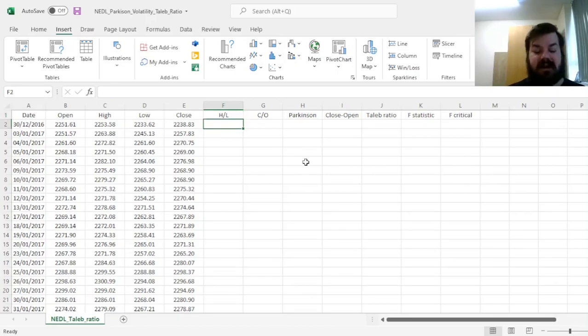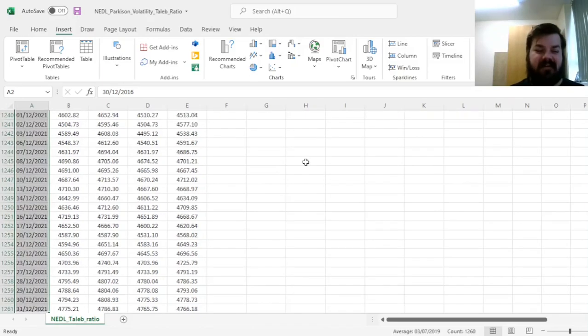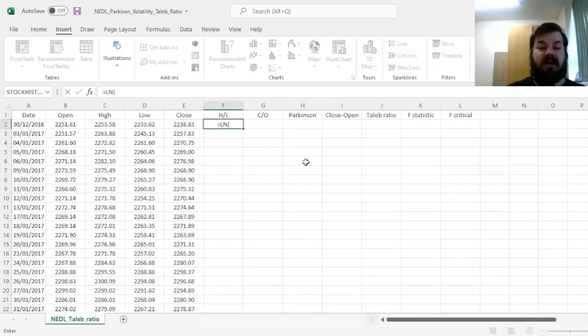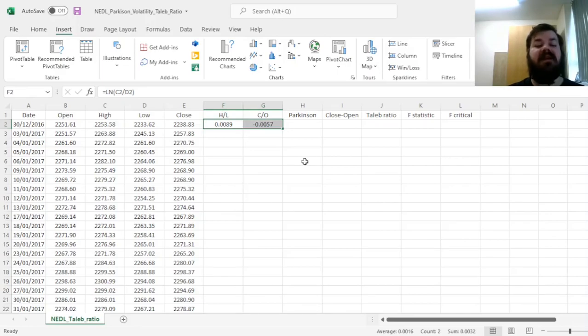So let's start by calculating the logarithmic high and low and close and open statistics for each of our trading days. By the way, we have 5 years worth of data on S&P 500 with open, high, low, and close for each of the trading days. So first of all, the natural logarithm of high divided by low, and the natural logarithm of close onto open. Those are very natural inputs into the Parkinson and close onto open volatility estimators.